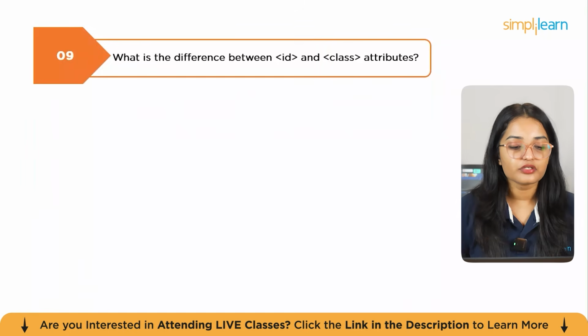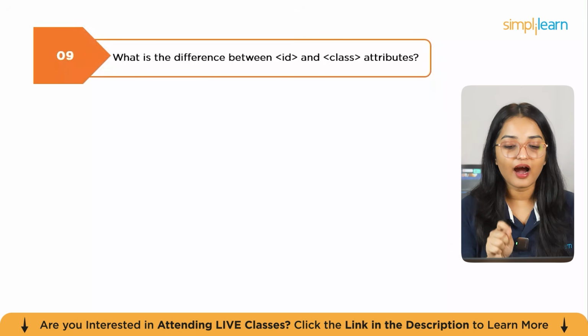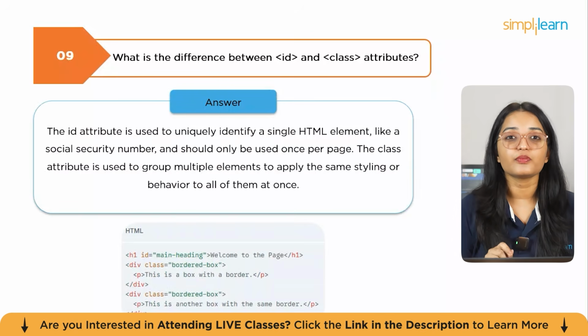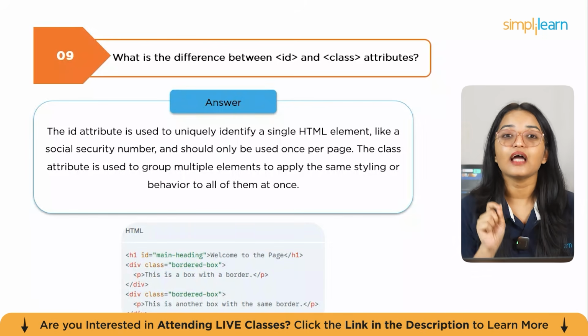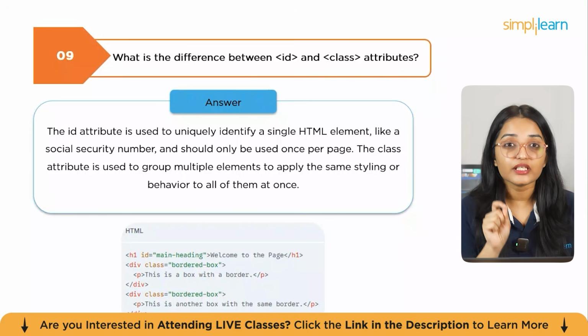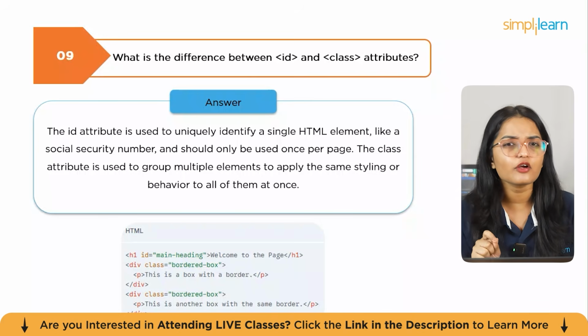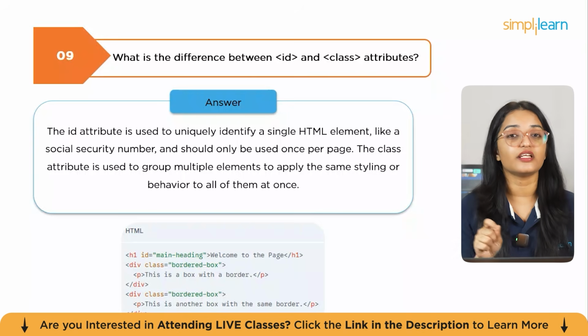Our number 9 question is, what is the difference between ID and class attributes? Now, the ID and class attributes are used to identify and style HTML elements, but they serve different purposes. The ID attribute is designed to uniquely identify a single element on a page. You can think of it as a social security number.